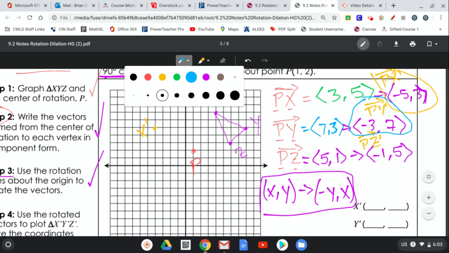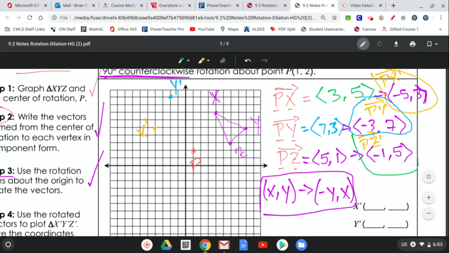All right, guys. So to finish out P Z prime, that's going to be our last one right here. So we are going -1, 5. So that's going to be -1 and then up 1, 2, 3, 4, 5. And that is going to be the coordinate for Z prime. So all we have to do is connect the dots, and that gives us our triangle that's been rotated 90 degrees counterclockwise about point P.